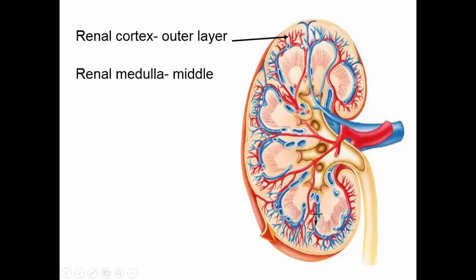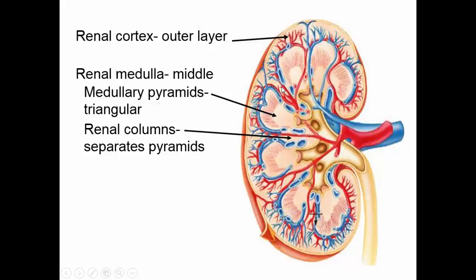These blood vessels, the arcuate arteries and veins, are the dividing point between the cortex and the medulla. There are two major regions in the medulla. The medullary pyramids are triangular shaped. They appear to have these little stripes in them. These are actually the collecting ducts for urine. And then we have the renal columns. The renal columns are in between the pyramids, and this is how the blood vessels are going to get to the renal cortex.